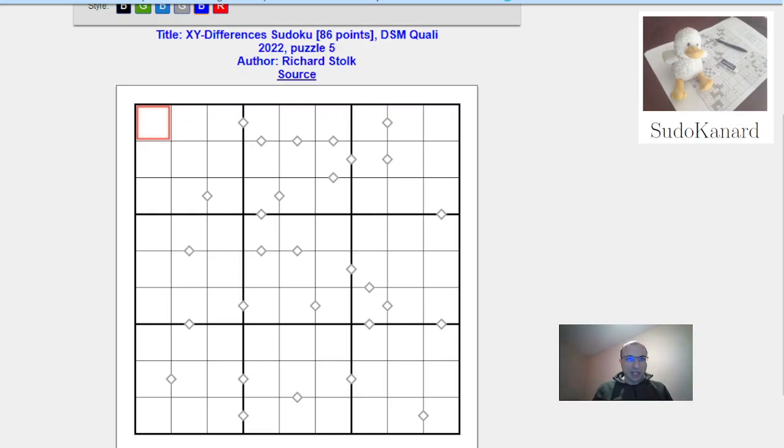In this video, I'll be trying to solve this XY differences Sudoku. That's a variation that was invented by Glum Hippo, but the great Professor Richard Stolk is the author of this very puzzle, which was featured in the qualifying round for the German Sudoku Championship. 86 points, so that's a rather difficult puzzle, but not the most difficult in the set. Definitely one of the finest.